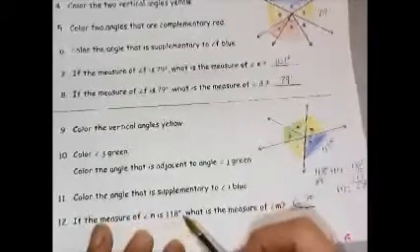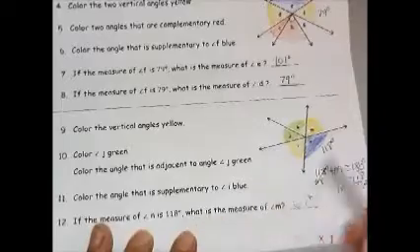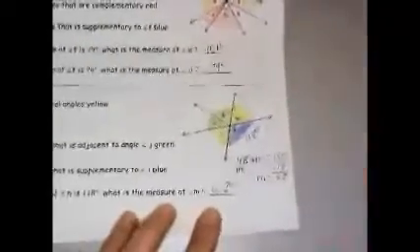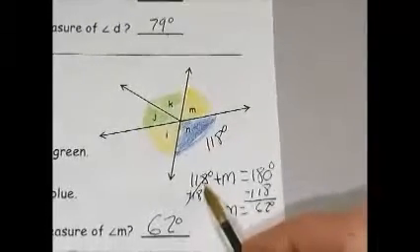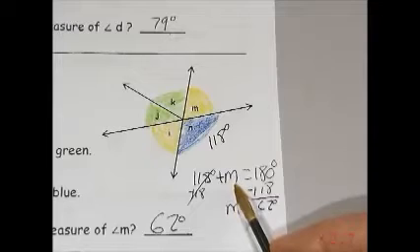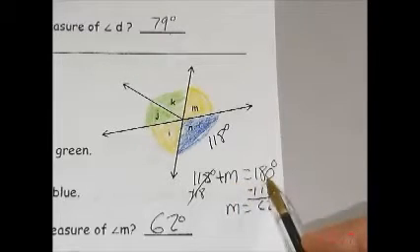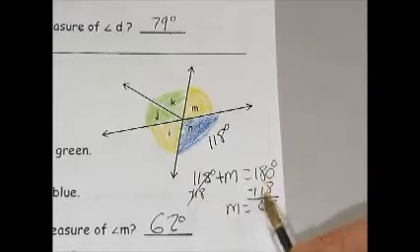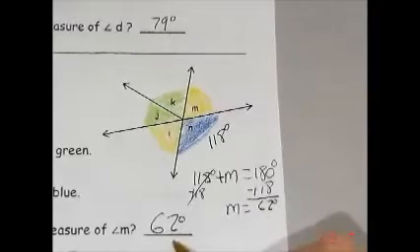If the measure of angle N is 118, what is the measure of angle M? Again, I made an equation. 118 degrees for angle N plus angle M would equal 180. If I subtract 118 from 180, I get M equals 62 degrees.